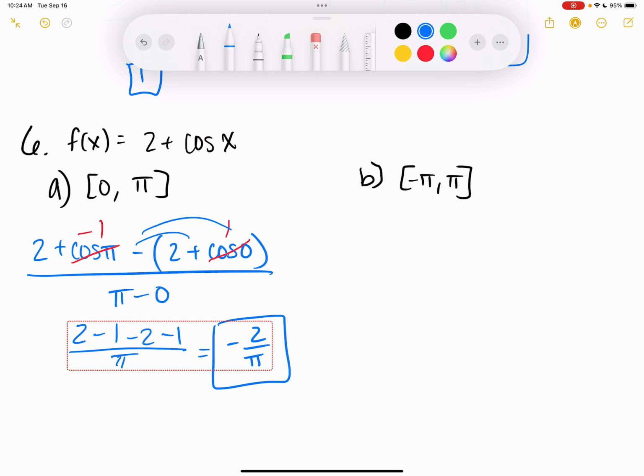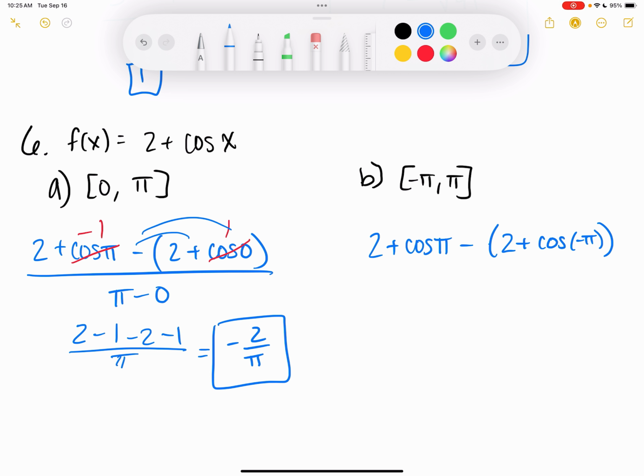Over here on the other one, then we've got 2 plus the cosine of pi minus 2 plus the cosine of negative pi. Well, the cosine of negative pi is going to be the exact same thing as the cosine of pi, right? So those are just going to cancel each other out, basically.